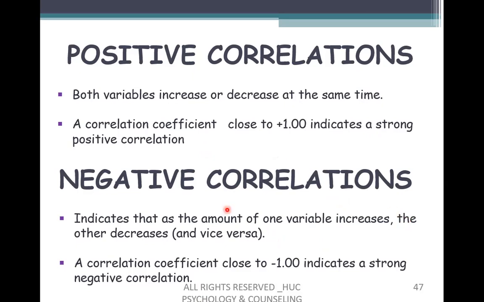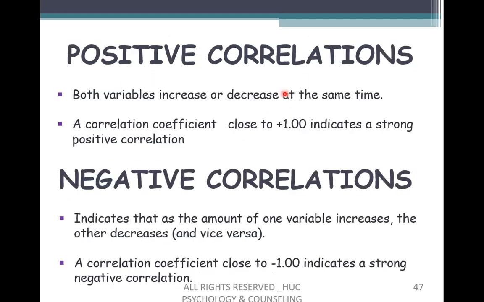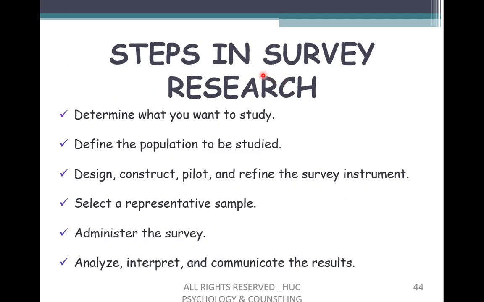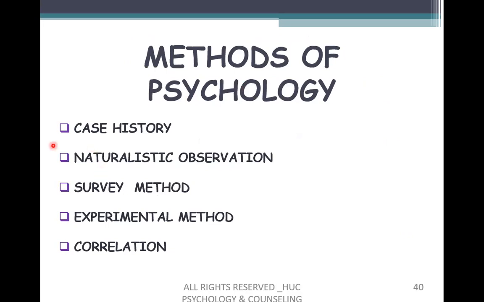Yes, sir. Okay, in the next class we'll be studying the contributors of psychology. I think I shared this slide with you in the first class. You have it, so you can go through the contributors of psychology, and we will study that in the next class. This is what we studied: methods of psychology. We studied case history, naturalistic observation, survey method, experimental method, and correlation.